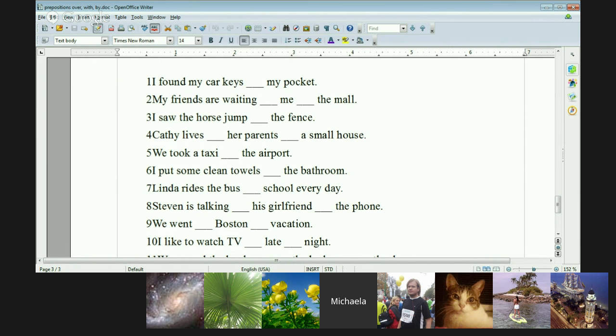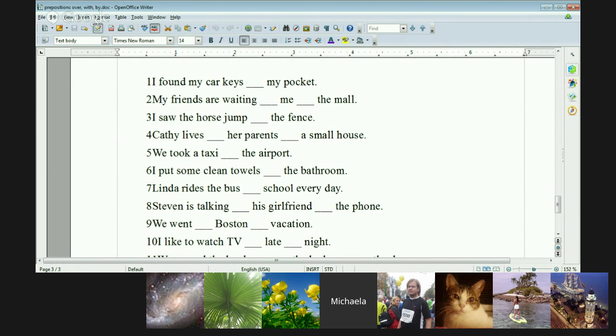Philip, number 3. I saw the horse jump on the fence. On the fence? Or over the fence. Over the fence is totally the best here. We could say on the fence, but it probably would end up in injury for the horse, right? Because the horse would not really be supported. If we say on the fence, it means he's standing on the fence, and that would probably result in an injury. So over the fence would be a safer situation for a horse.